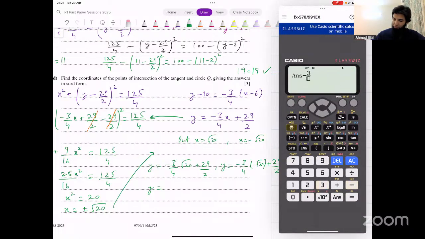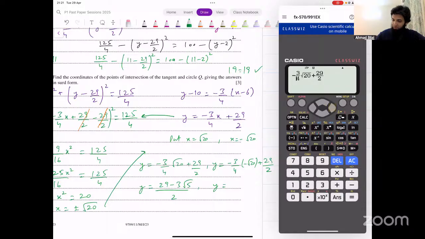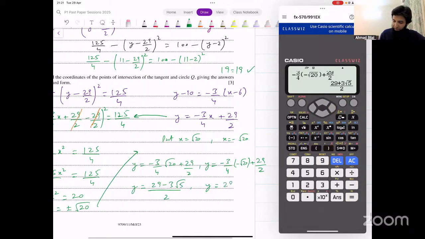Minus 3 over 4, put this on a calculator directly, minus 3 over 4 into square root of 20. Put it exactly like that, 29 over 2. And that's giving me y equal to 29 minus 3 under root 5 divided by 2. And the other value is with a negative sign there. That's 29 plus 3 under root 5 divided by 2.